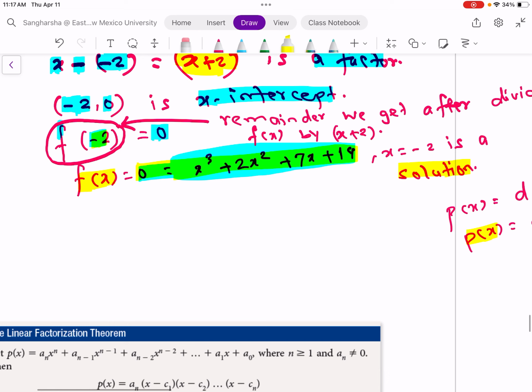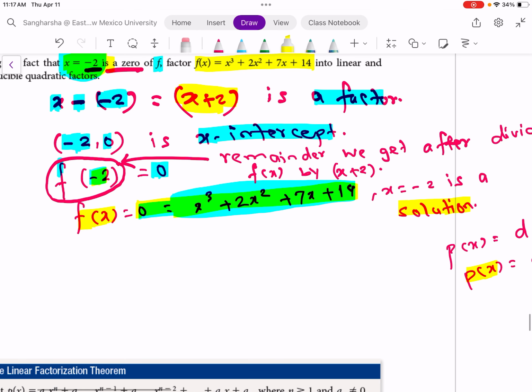You can use any method, synthetic division or long division. Now for synthetic division, our divisor is x plus 2. We compare our divisor with x minus c. If we compare, what is c equal to?